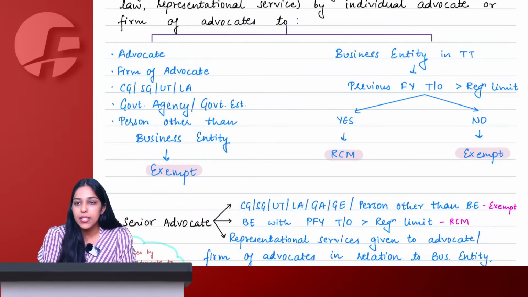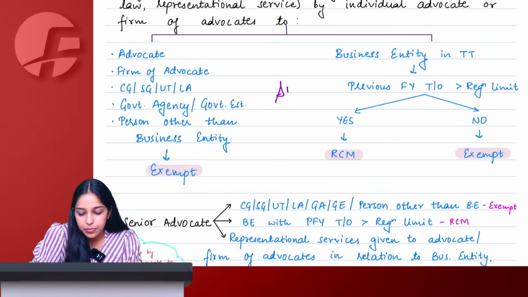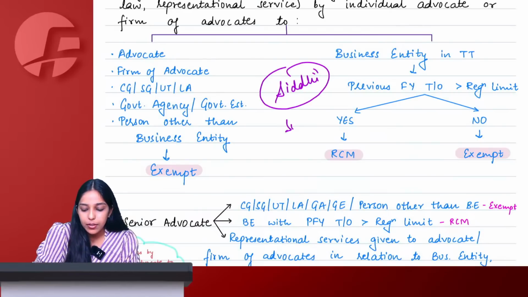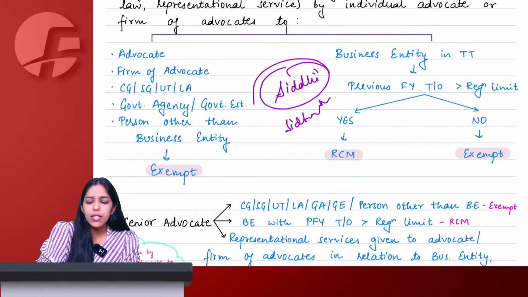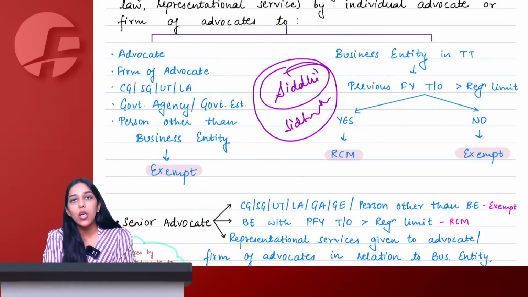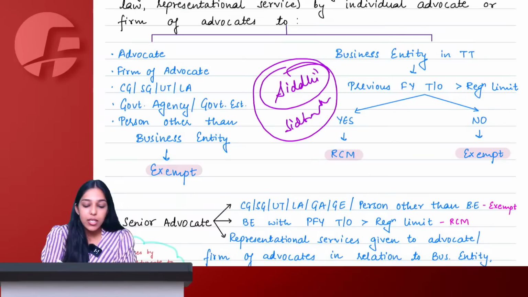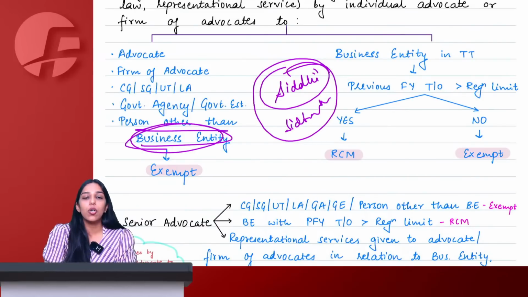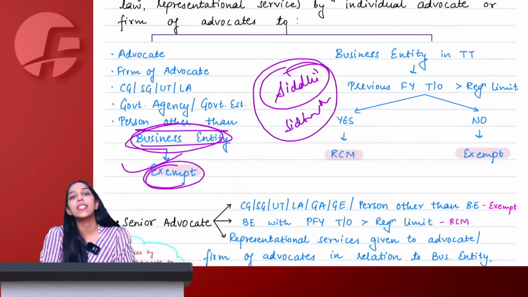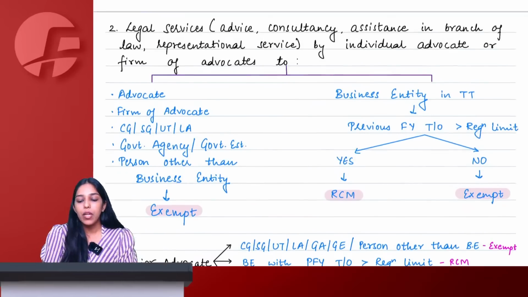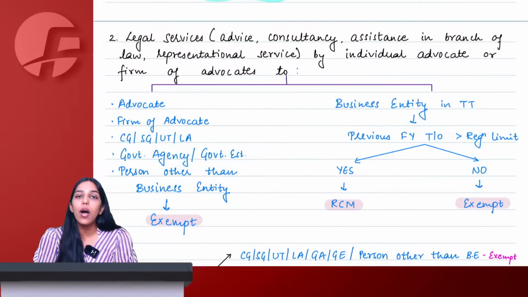In the same case, let us say we have Siddhi here. Siddhi decided to do a court marriage. So Siddhi and Siddharth went to a lawyer, hired the lawyer, and the lawyer charged some fees to do their court marriage. Now, because they are persons other than a business entity, whatever the turnover, whatever the consideration be, it will always be exempt only. For a business entity with preceding financial year turnover greater than the registration limit, then only RCM in case of advocate is going to apply.